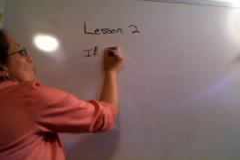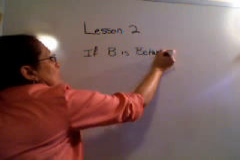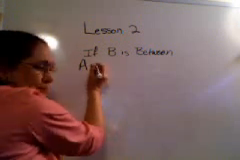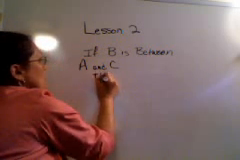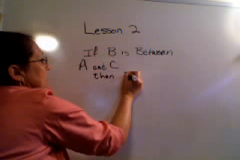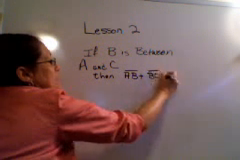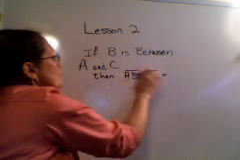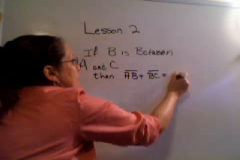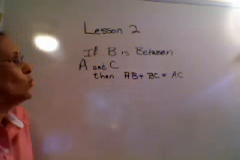The segment addition postulate says if point B is between A and C, then line segment AB plus line segment BC is equal to line segment AC. And actually, I don't need those little lines on top. Okay, if point B is between A and C.